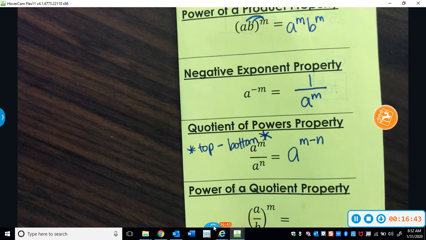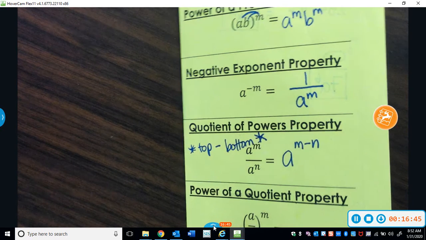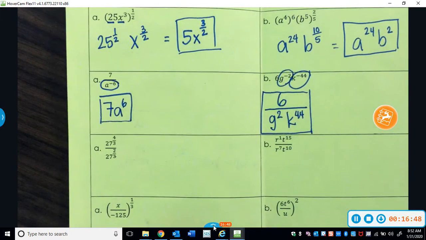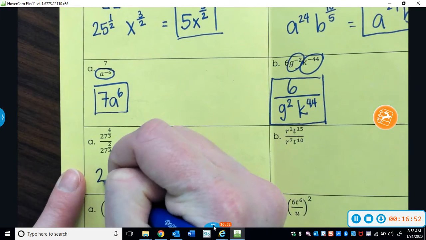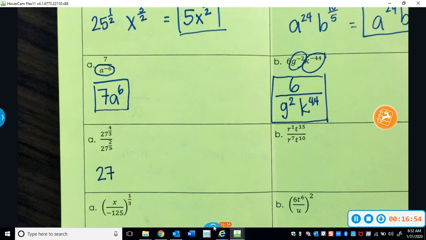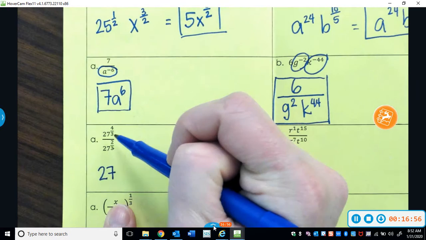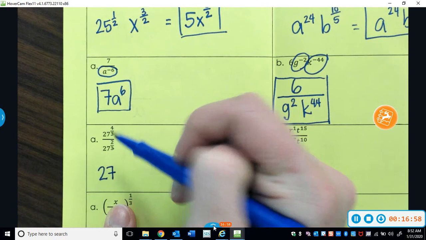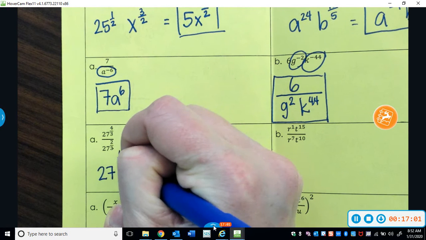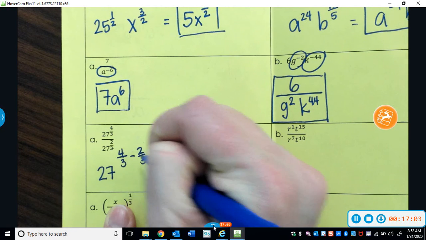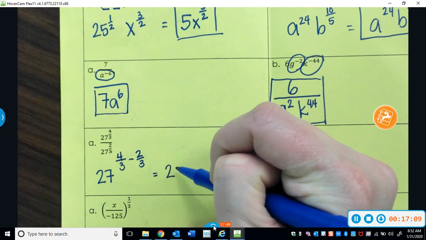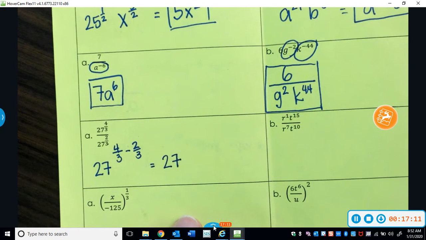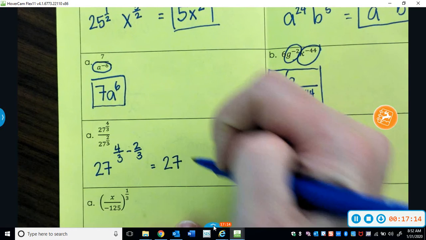All right, so if we see a couple of examples. Looking at these, they both have the same base. So I'm going to be able to rewrite them with a base of 27. And then I'm just going to be subtracting their exponents, the top minus the bottom. So I have 4/3 minus 2/3. So in the end, I'd have 27. And what would be the new exponent for that? Okay.